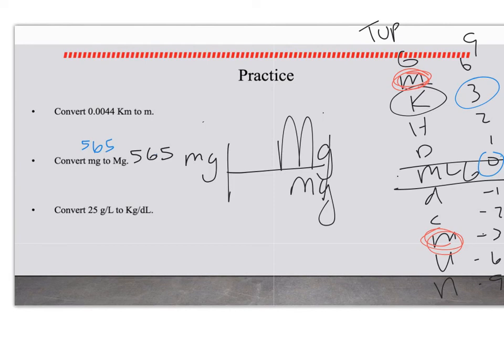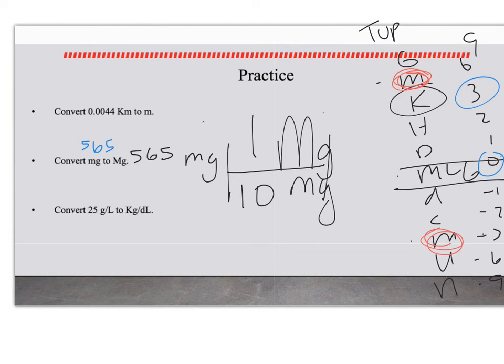Okay, so which one's the bigger unit? Not the size that I wrote big, but going down from the top to bottom, you'll hit megagrams before you hit milligrams. So the 1 always goes with the bigger unit. Now I need to figure out what exponent goes with my 10.